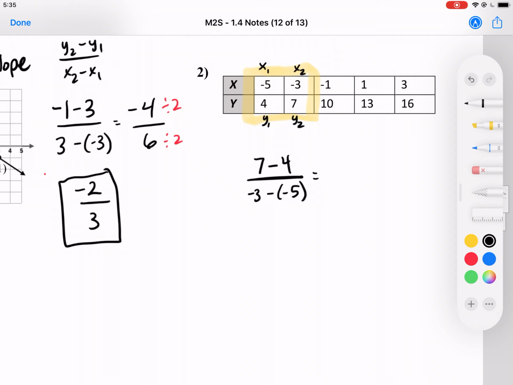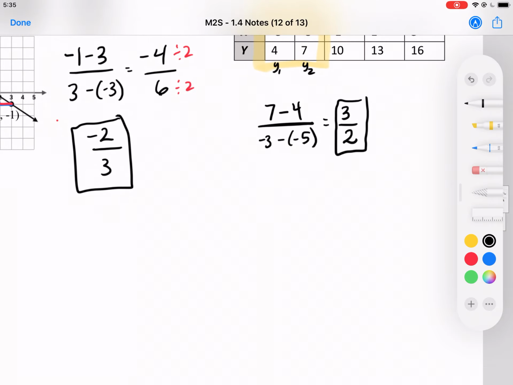7 minus 4 is 3. Remember, when you subtract a negative, it's like adding, so that's like negative 3 plus 5, which is 2. And that does not simplify. 3 divided by 2, you can't do that. So we are done with that one.